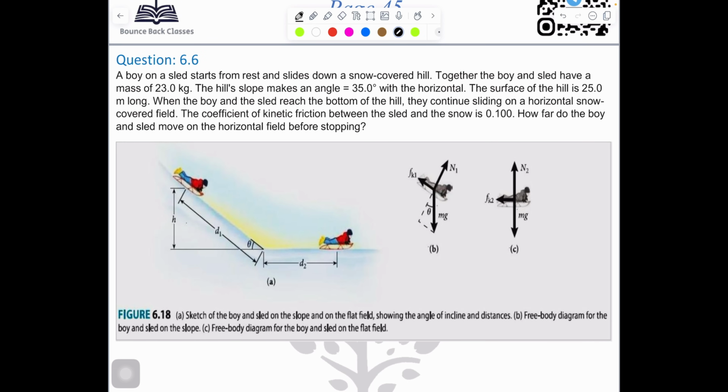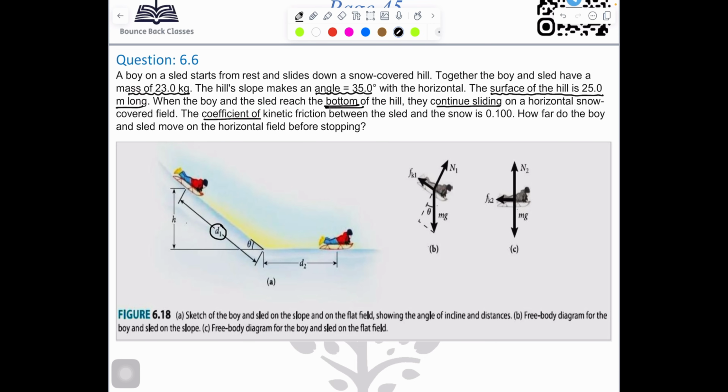Clear? Next question. This is something very good one. A boy on a sled starts from rest and slides down a snow-covered hill. Together the boy and sled have a mass of 23 kg. The hill slopes at an angle of 35 degrees with the horizontal. The surface of the hill is 25 meters long. The surface of the hill means distance d1. When the boy and the sled reach the bottom of the hill, they continue sliding on a horizontal snow-covered field.